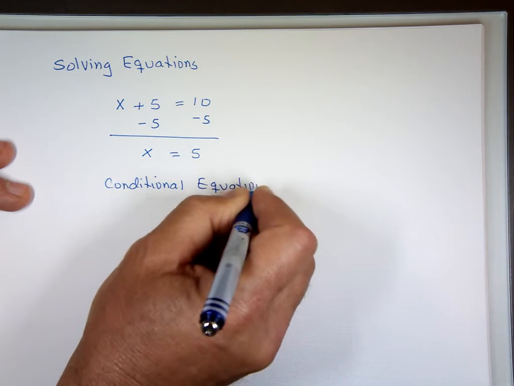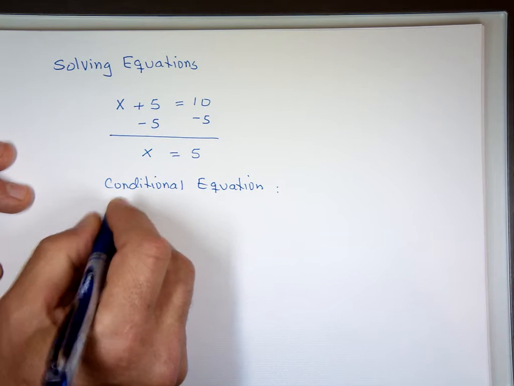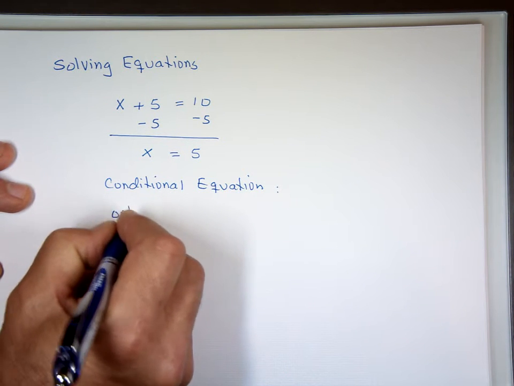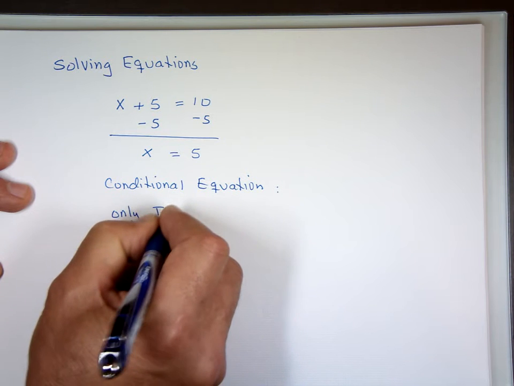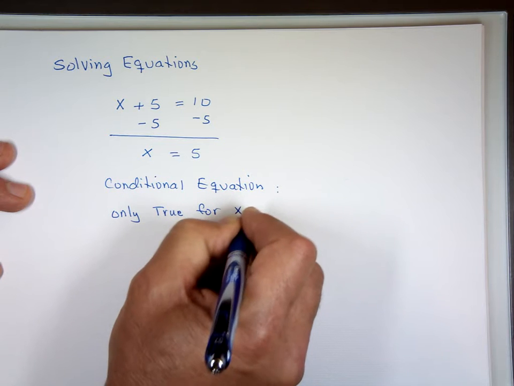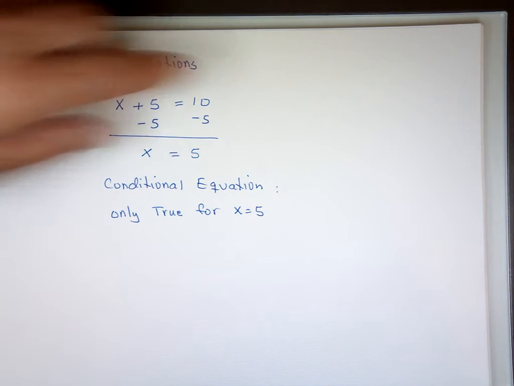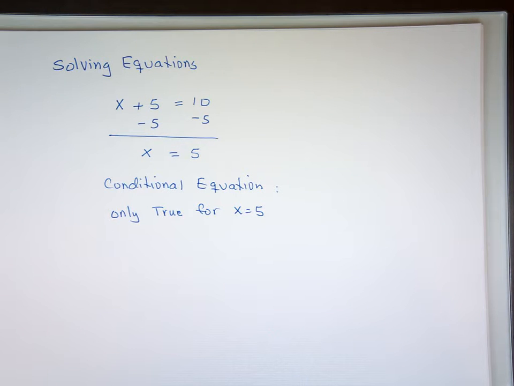Why do they call it a conditional equation? This equation is only true for x equals 5. Any other number, this will not be true. If you let x be 3, this side does not equal that side. If x equals 4, this side does not equal that side. That's why it's called a conditional equation.